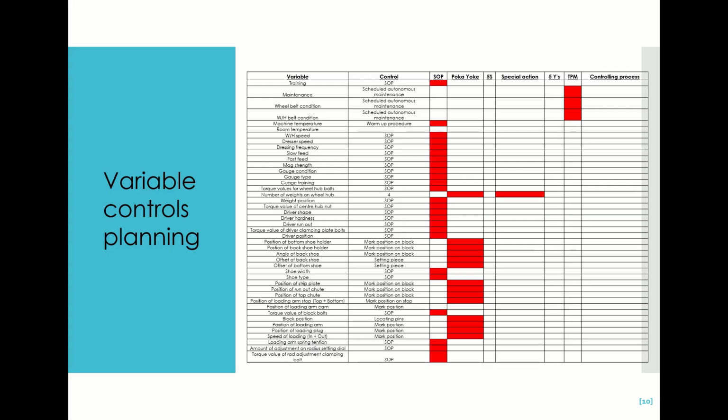Then this person puts those variables on a variables control plan, designs the controls. Lots of standard operating procedures are needed. There's some mistake proofing devices. There's a special action, and there's a fair bit of TPM. So this is the basic, taking the chaos out of the process. And once all those controls have been put in place, we get a much better performance.